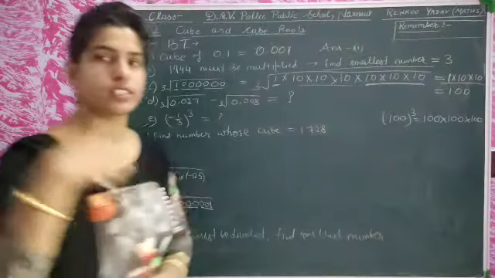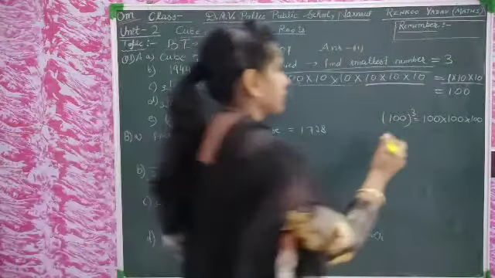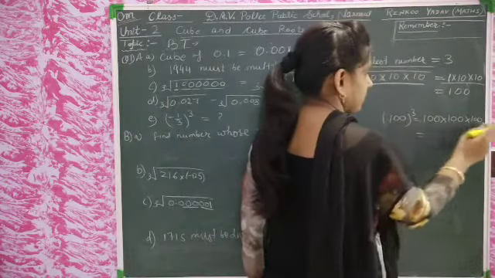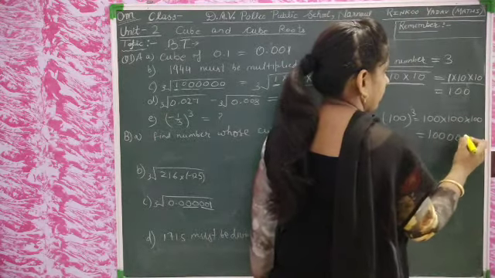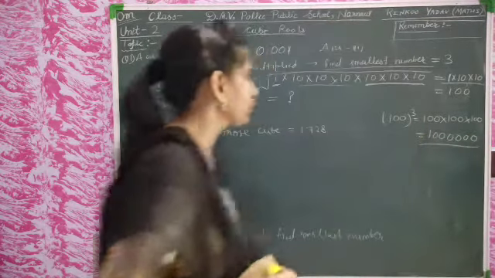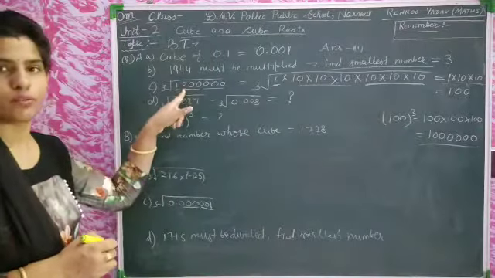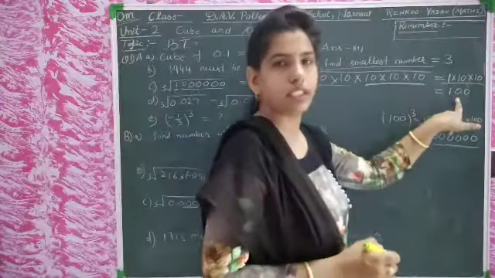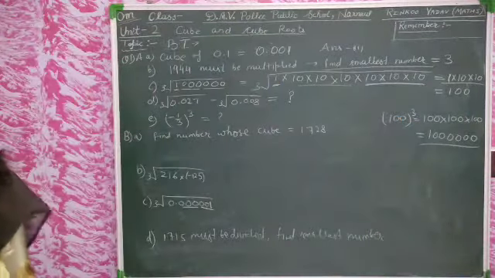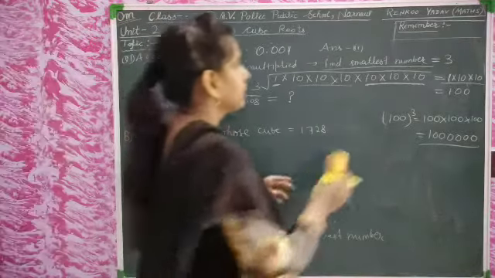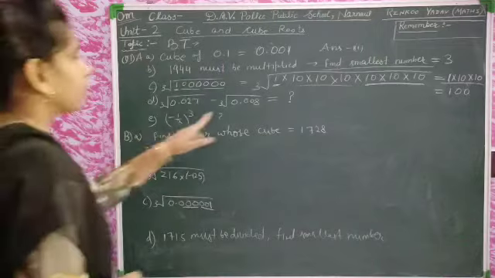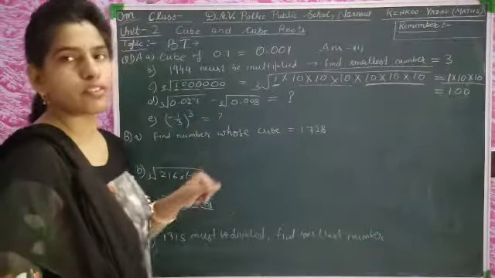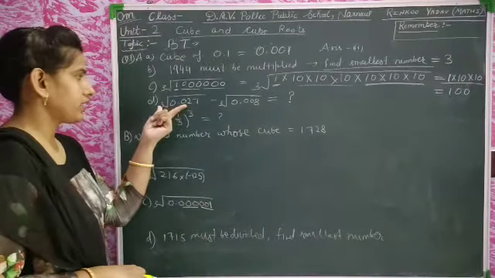Let's check. This is 100 into 100 into 100. Is it clear, students? It means multiplying 3 times, and there are 6 zeros, so it will become this value. It means this is correct. Now we will find the next part: the difference of the cube roots of this number and this number.